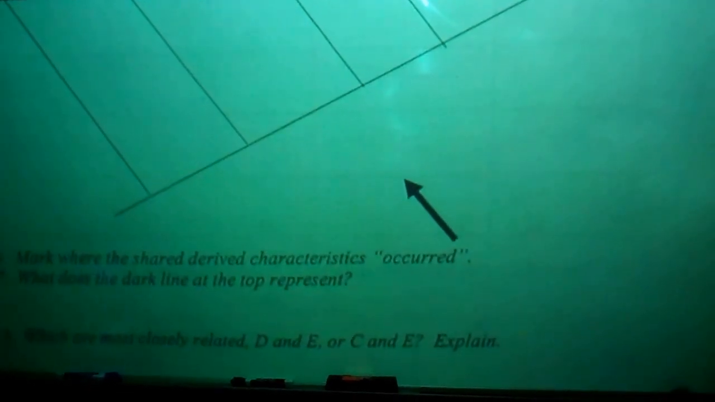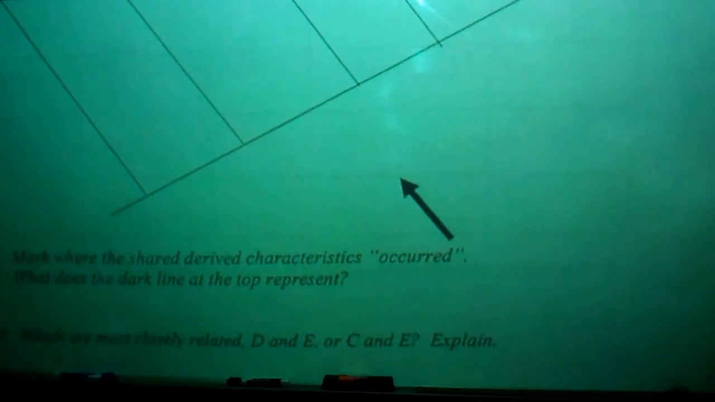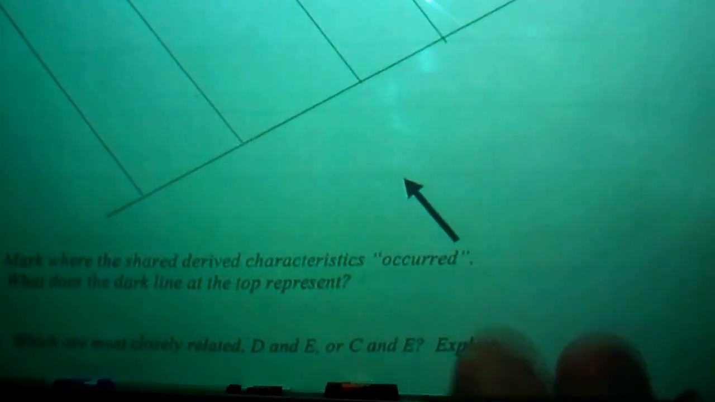All right. So we have these family trees. It looks a little bit different than a normal family tree. I don't know why they're set up like this, but they always go at this angle. You won't always have this dark line, but we'll talk about that in a little bit.